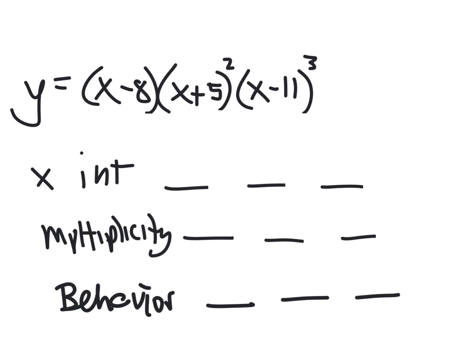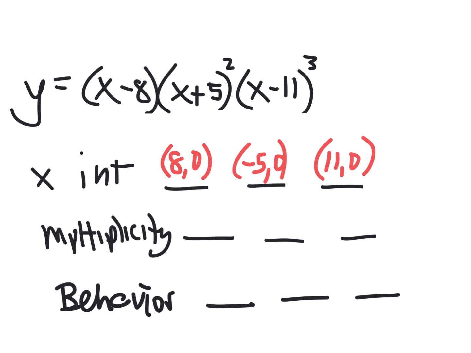Okay, Dice of Destiny. Joe, it's you. Can you tell me what the x-intercepts are? Oh, sorry, there's two Joes. Row 6, so yes. I know you're thinking, where do I put the 0? Positive 8, comma 0. You are correct. Negative 5, comma 0. Perfect. Positive 11, comma 0. Perfect. Okay. The multiplicity. It's just a number.